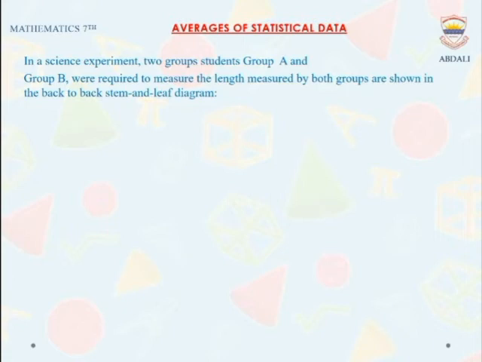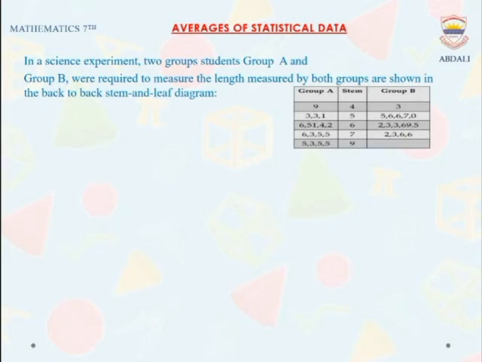The statement is, in a science experiment, 2 groups of students, group A and group B, were required to measure the length of a pendulum, as shown in the back-to-back stem and leaf diagram. So the values of our stem and leaf diagram can be shown in this table, in which stem 4 has group A recording 9 and group B recording 3, and similarly on the 5th stem, group A recorded 3, 3 and 1, and group B recorded 5, 6, 6, 7, 0.